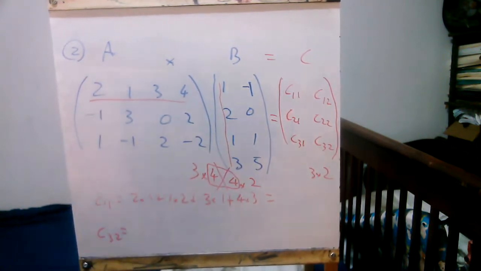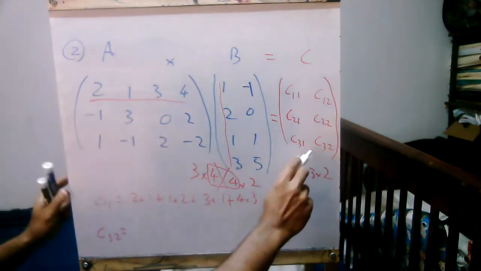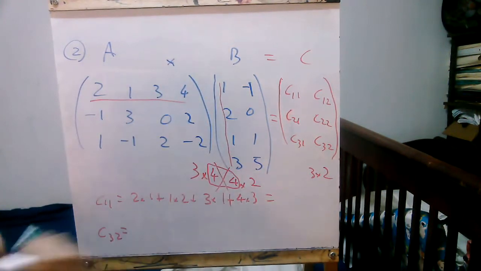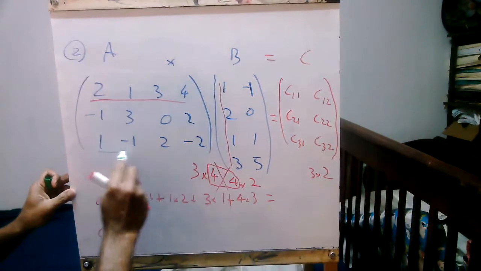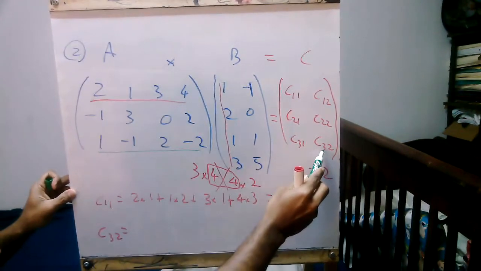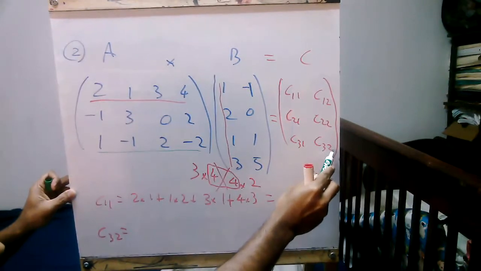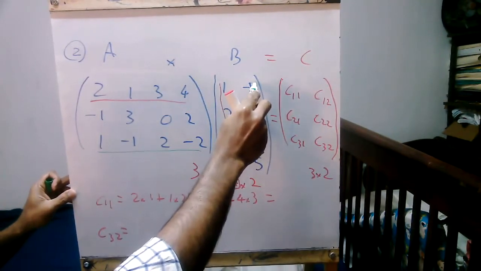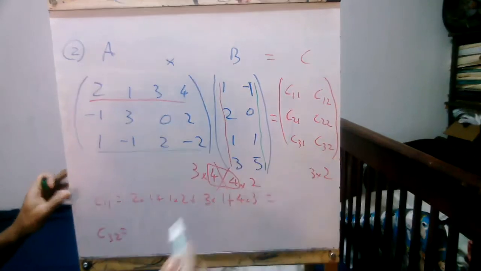I let you finish this example. Right? C32 means third row of the first matrix, this is the row, and this is the column, second column of the second matrix, this one, right?